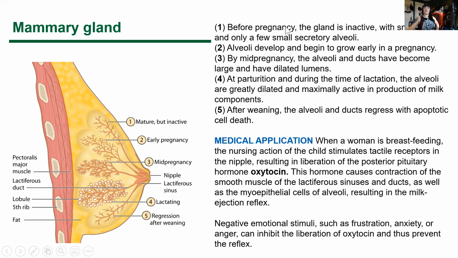So before pregnancy, the gland is inactive because you don't need to be feeding anything. It is possible to have lactation occur absent a pregnancy, but it's rare. In response to the hormones of pregnancy, so consistently high estrogen and progesterone, the alveoli begin to develop. And then by mid-pregnancy, we've got all kind of the makings of it, but we're not making milk yet because there is not yet a neonate to feed.